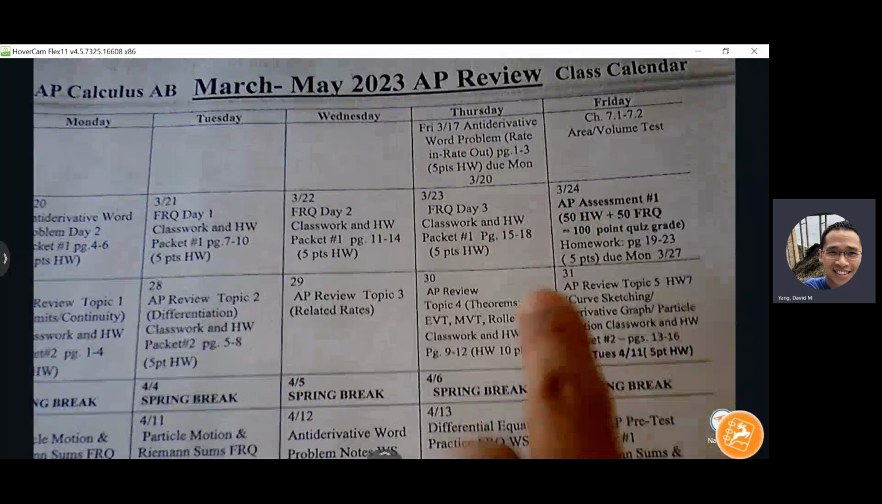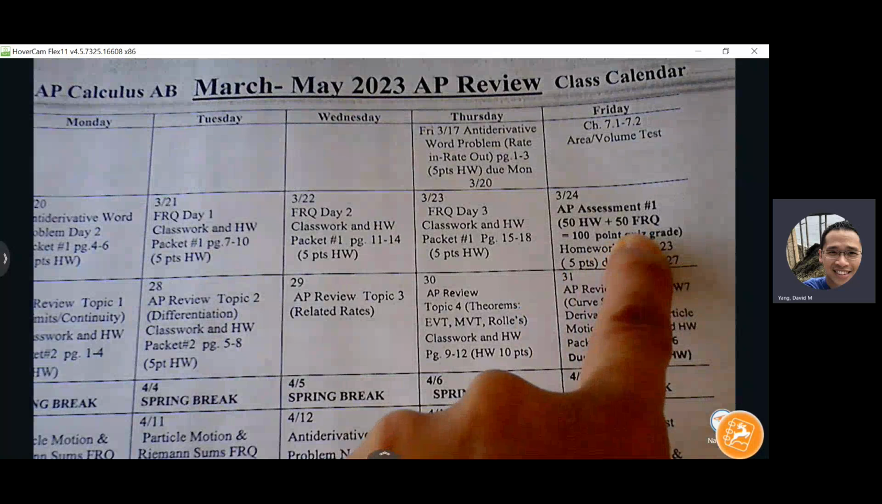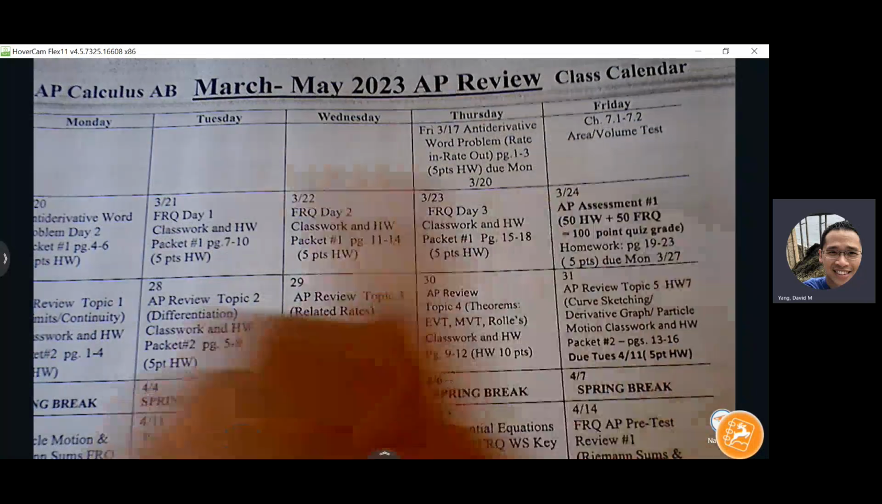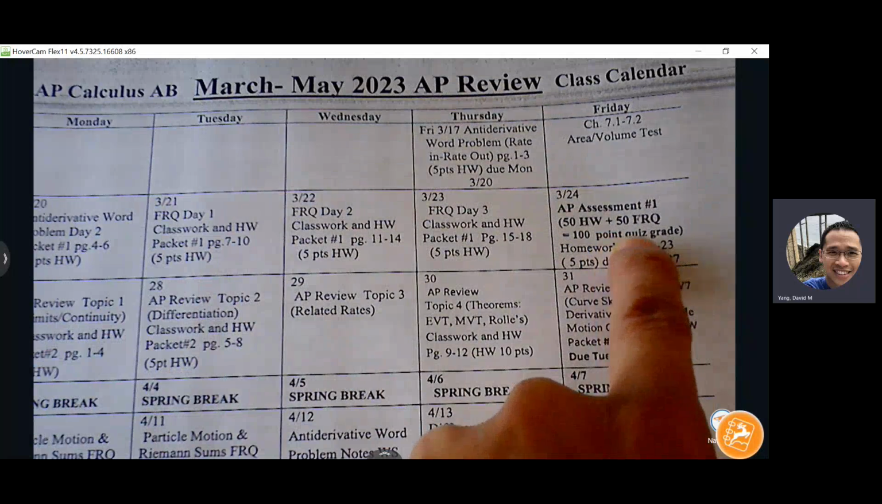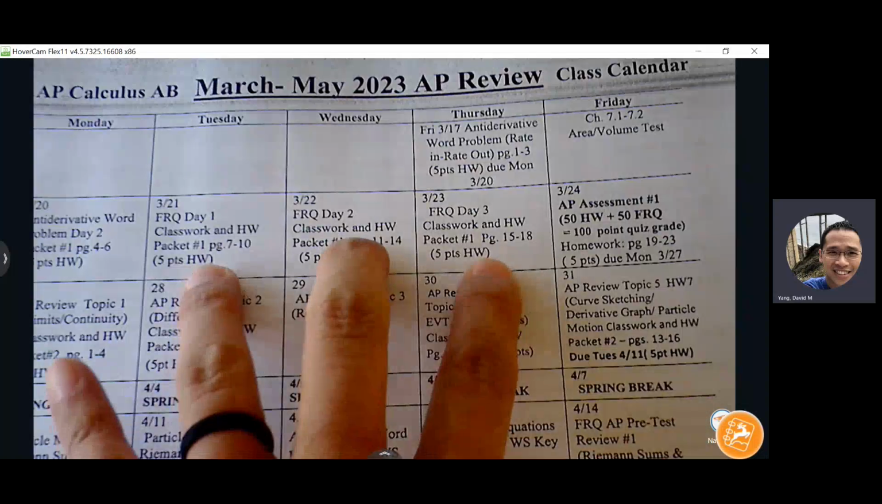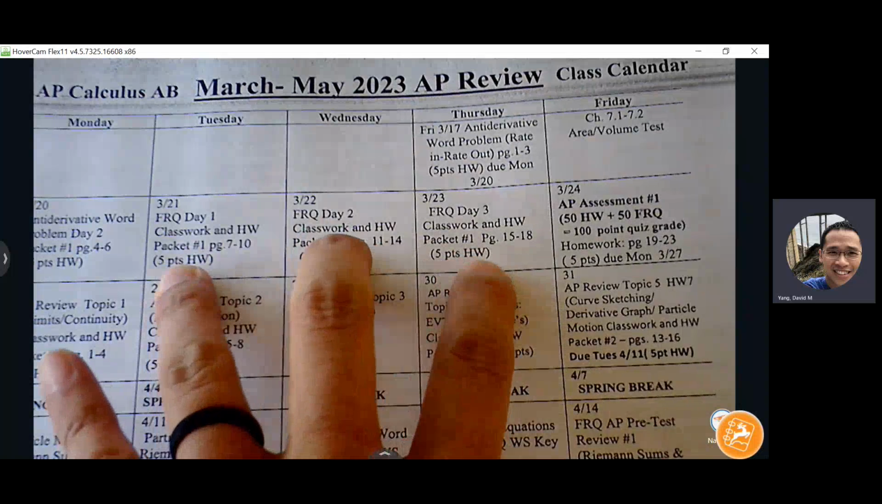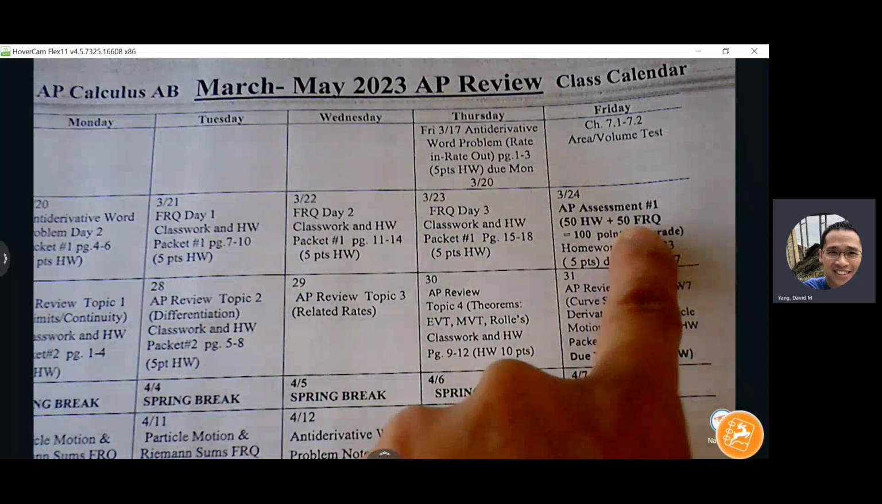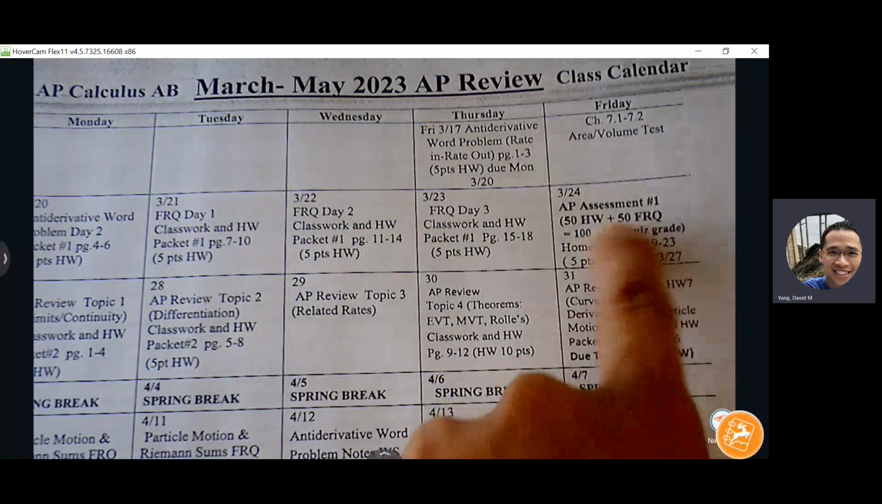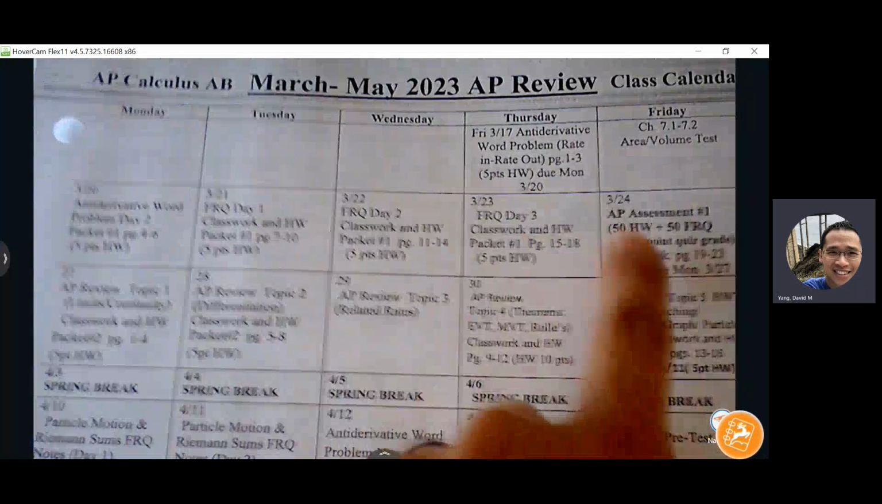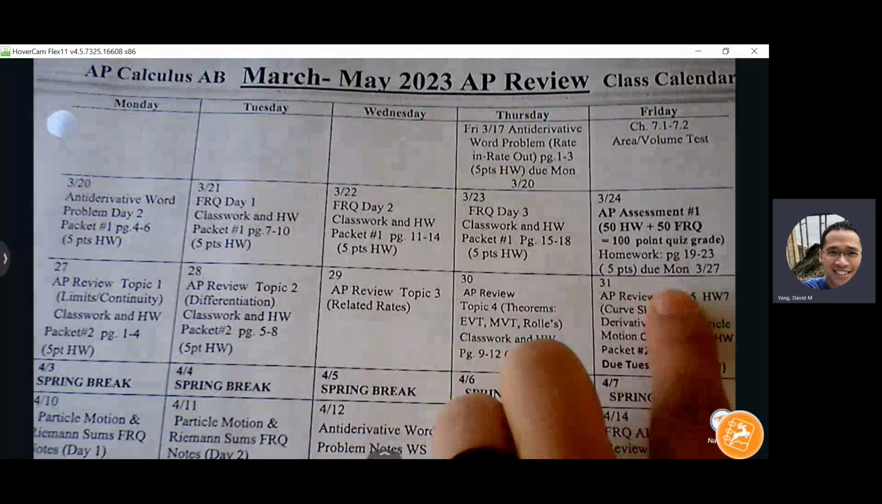That's going to go towards your test or your assessment. So we're having our first AP assessment next Friday, and we'll be spending these 3 days going over exactly where you're going to see. And then whatever you get on that quiz grade is out of 50 points. And then all the homework that you did up to that point is also 50 points. So it's going to add up to be a 100-point quiz grade.